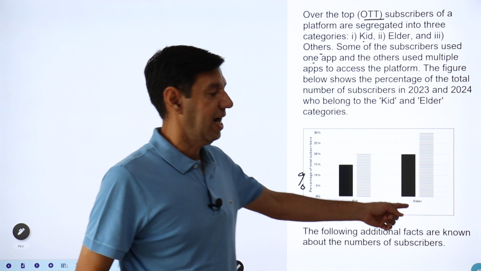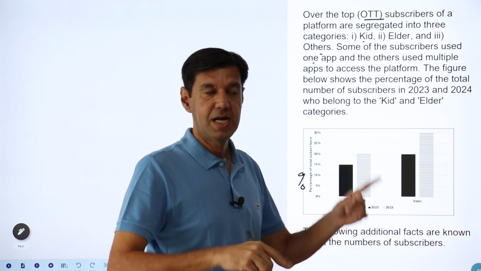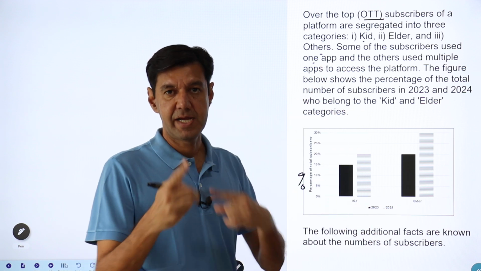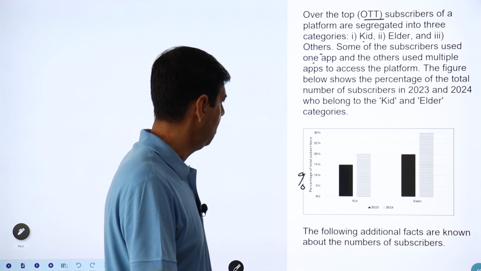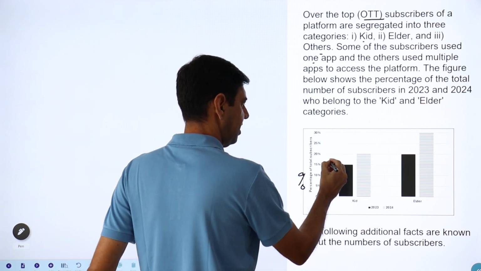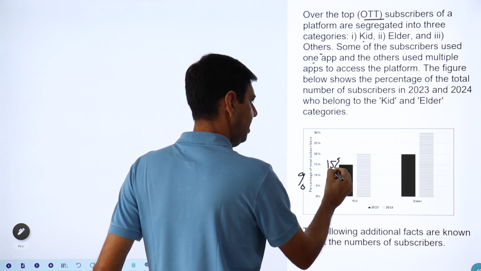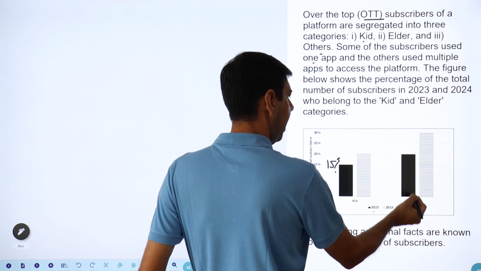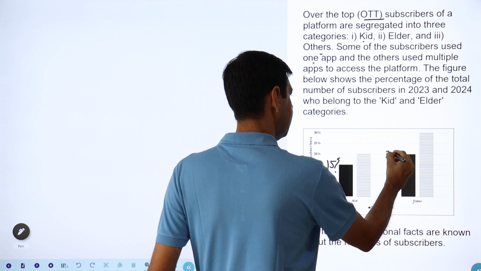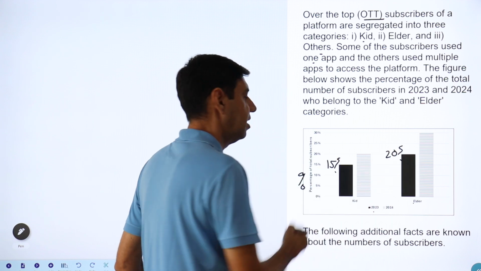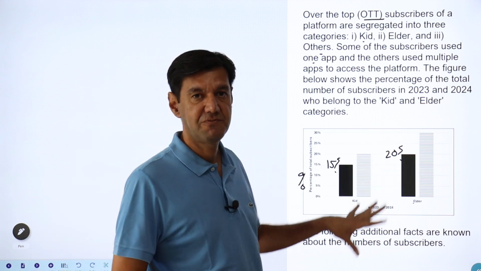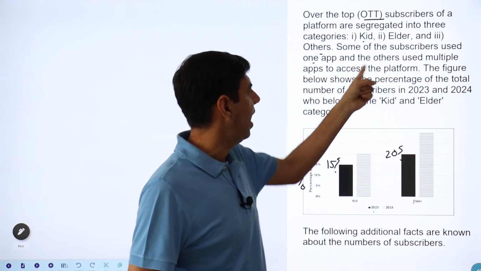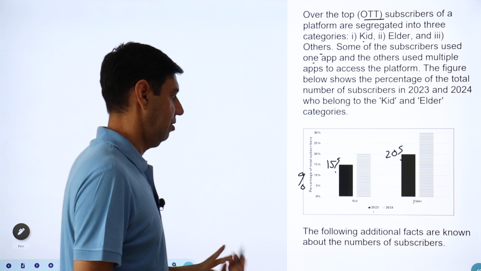So kids, elders, if I know kids and I know elders, the others can be found by taking its complement from 100%. The total has to be 100%. Okay, so the numbers are straightforward. 15% are kids in 23, elders in 23 are 20%. So this is 35%. So 65% will be others, and some part of these are going to use one app and some are going to use more than one app.